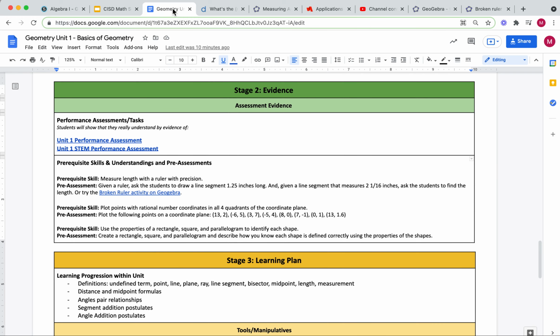Other prerequisite skills for this unit include plotting points with rational number coordinates and using properties of rectangles, squares, and parallelograms to identify the shapes. This is a valuable investment in time so that we can design our learning experiences in our small groups appropriately for the students based on their prerequisite knowledge.